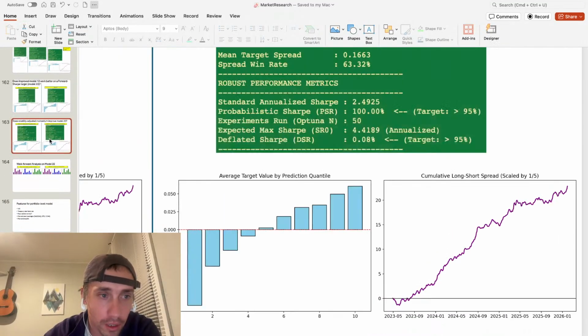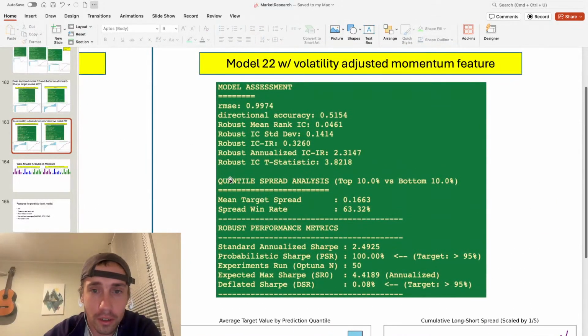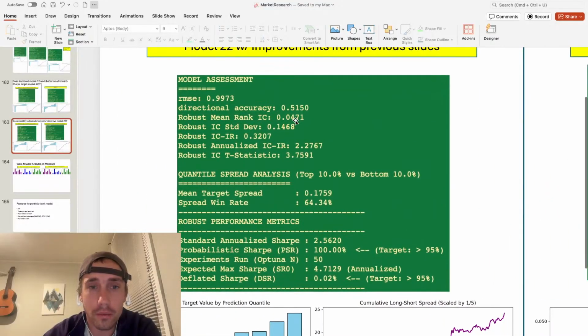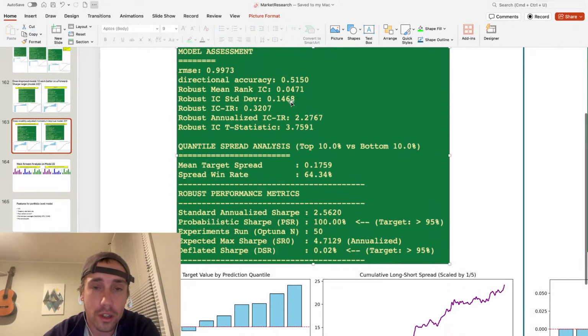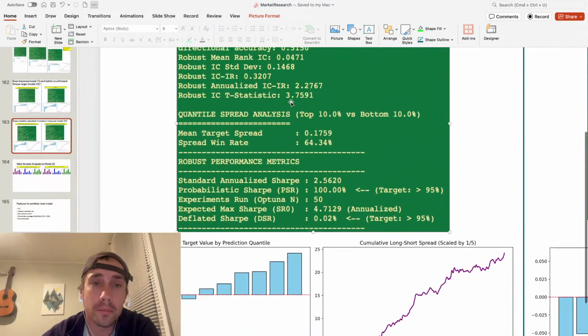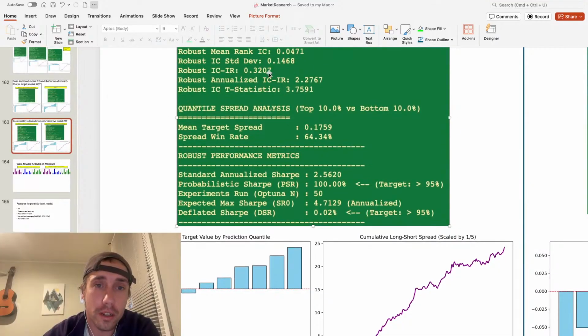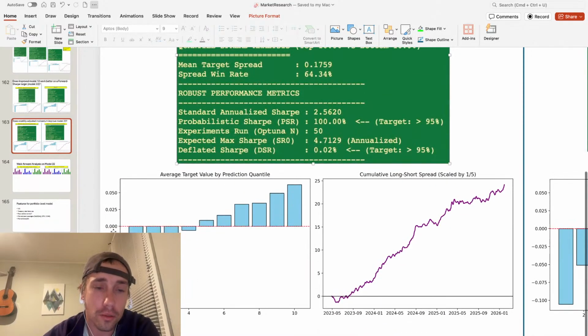Oh, wait a second here. Oh yeah, that wasn't it. This is the better model. So, even better here, you see information coefficient is way higher, 0.0471. Standard deviation is 1.1468, so roughly 3 times. Information ratio daily, 0.32. On an annual basis, it's almost 2.3. T-statistic, I'm shooting for 1.95. I'm getting 3.76. So that's really good. And this one you can see is monotonically increasing.